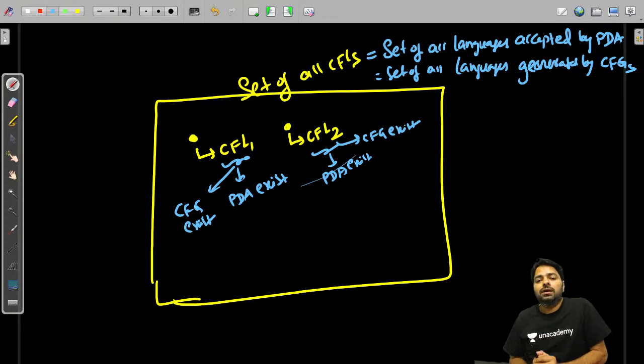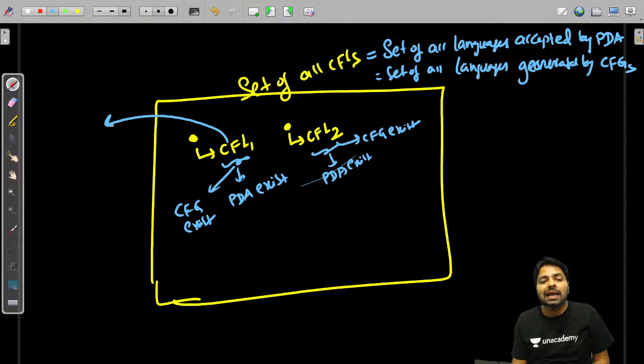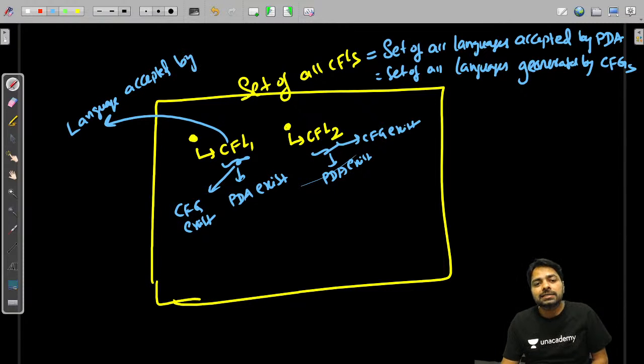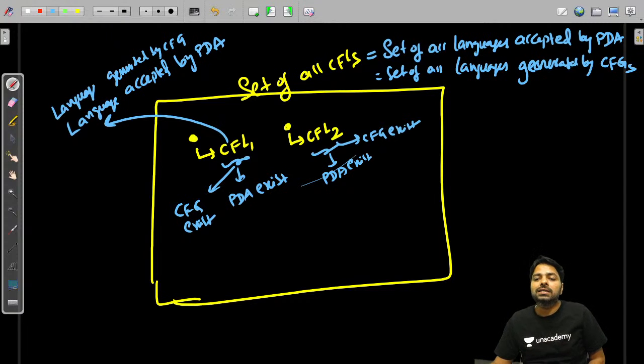Clear this point? And here, this CFL is different. This CFL is the language accepted by a PDA. Now we can't say set of languages accepted by a PDA. What can you say? Language generated by a CFG. Look at the difference: this box is also a set and this dot is also a set. Both sets are different. In the one set, context-free languages are there. In the other set, the strings are there.